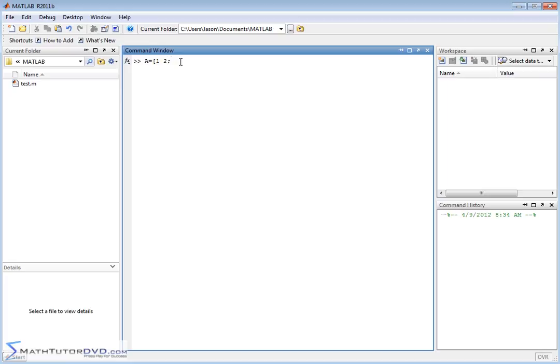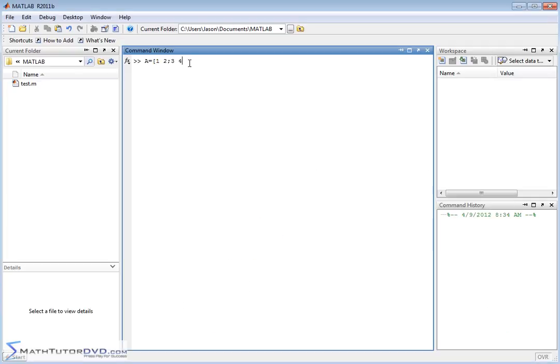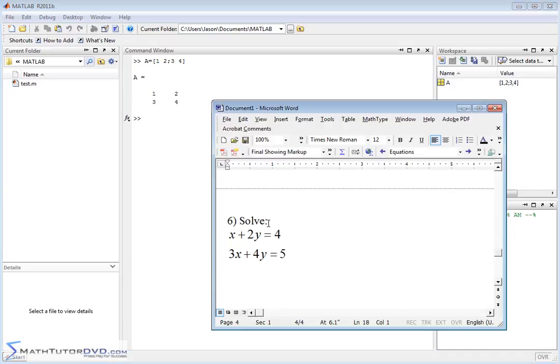Then we put a semicolon. That tells MATLAB the next row of the matrix is as follows, 3x plus 4y, so we put 3 space 4. That is the second row. When I hit enter, I've assigned this 2 by 2 matrix to variable A. Notice I have a 1, a 2, a 3, and a 4, and this all matches what I have on the left-hand side of the equal sign.